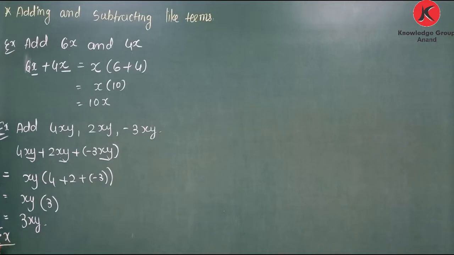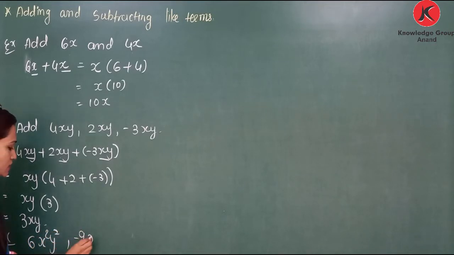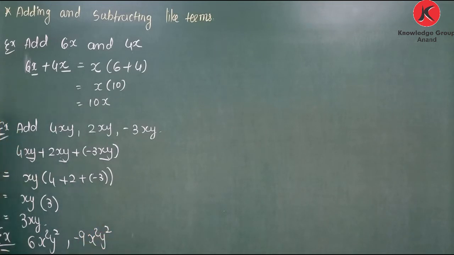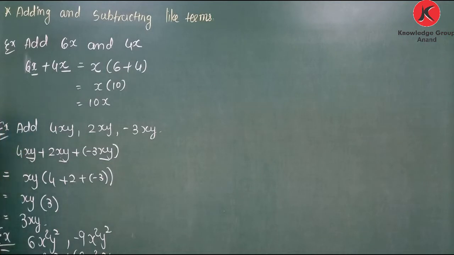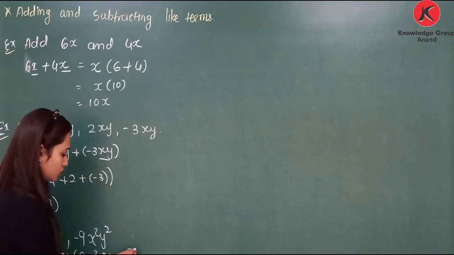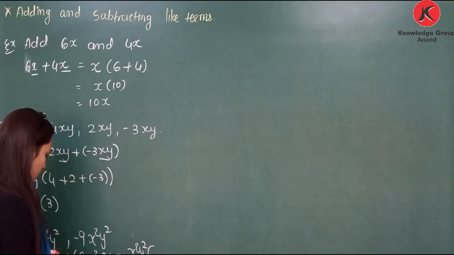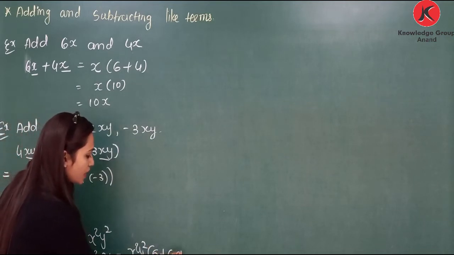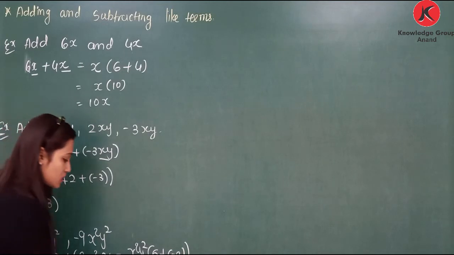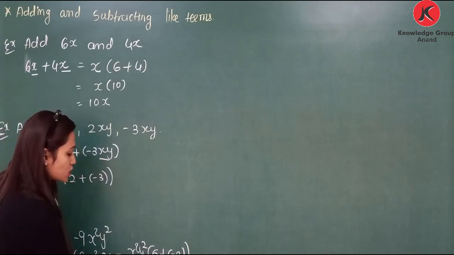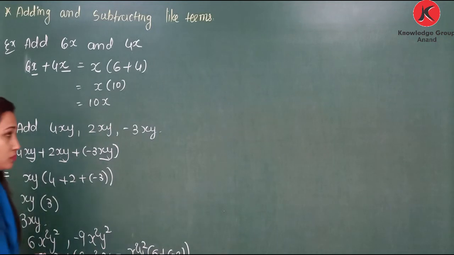Same if we take an example like 6x square y square minus 9x square y square. Add them. So here we can write 6x square y square plus minus 9x square y square. x square y square is common, so we can take out x square y square. 6 plus minus 9 is minus 3. So it is minus 3x square y square. That will be your answer.